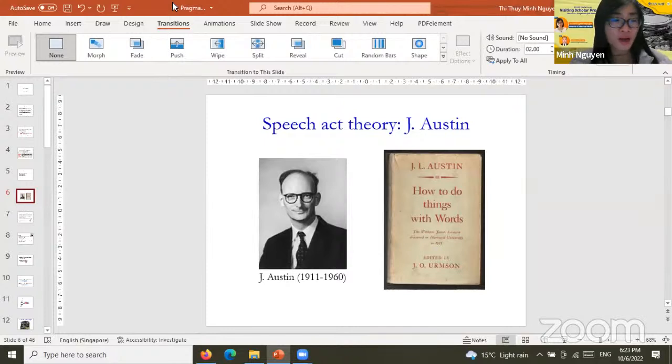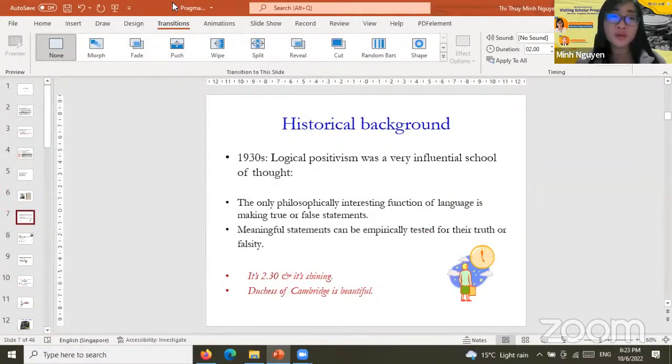And why is the theory of speech act so important in linguistics in general and in pragmatics in particular? Okay, so let's do some historical background here. The interest in speech act can be traced back to the idea that we use language not only to describe phenomena in the real world, but also to do things, to do physical things. So the founding father of the theory of speech act is Austin, as I said. He's a British language philosopher.